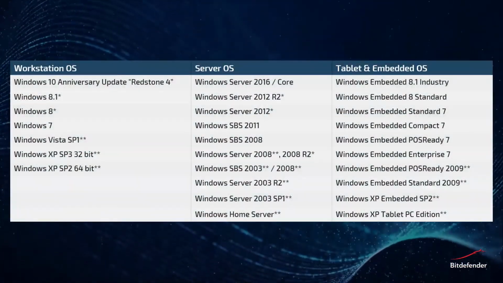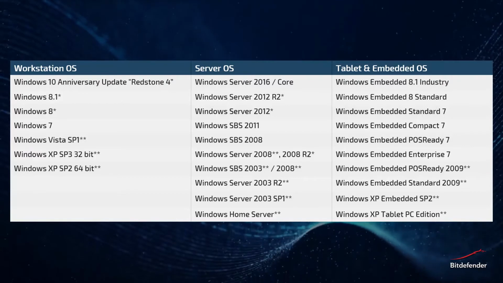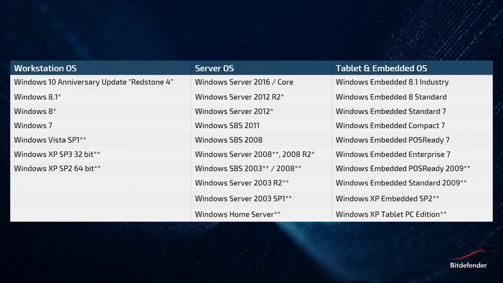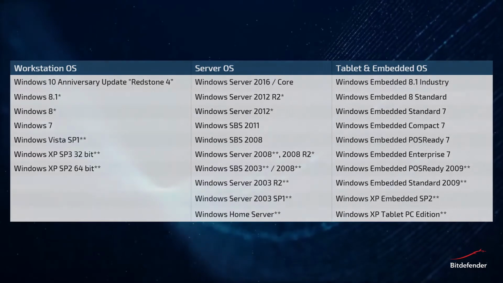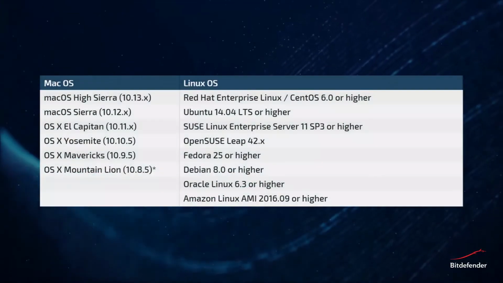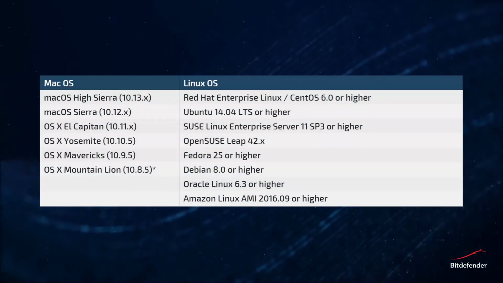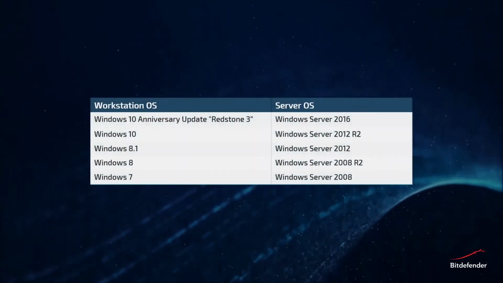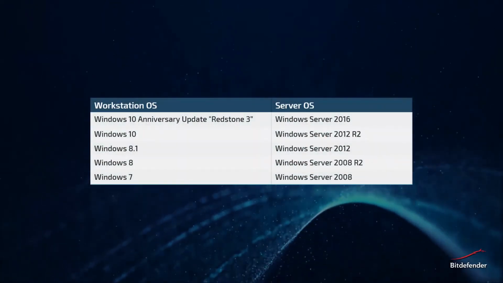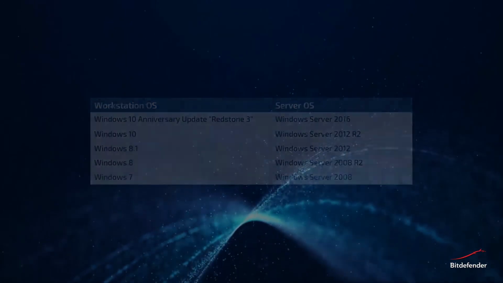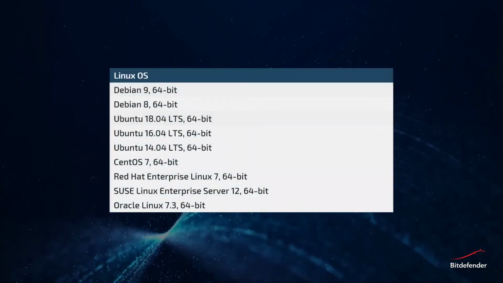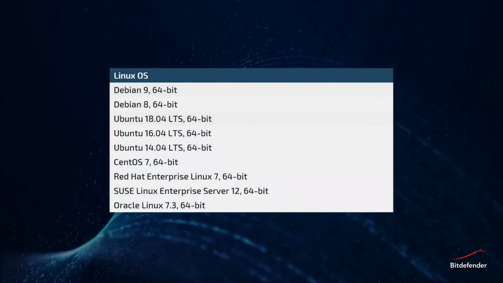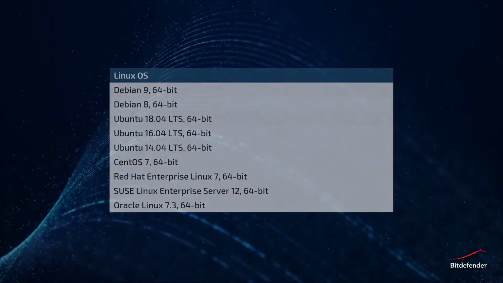Bitdefender Endpoint Security Tools is compatible with several Windows operating systems on workstations, servers, and mobile devices. Besides Windows systems, BEST can also protect Mac and Linux OSs. HVI needs at least Windows 7 on workstations and at least Windows Server 2008 on servers. HVI is also compatible with Linux systems, such as Debian, Ubuntu, Red Hat, and others.